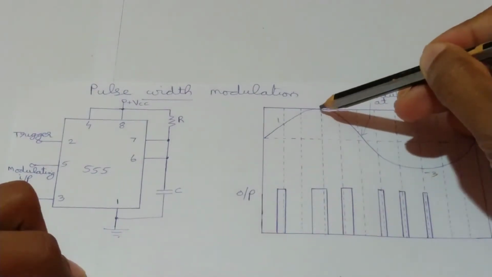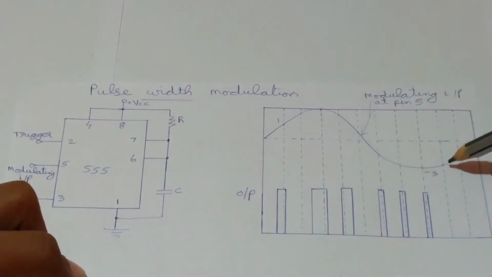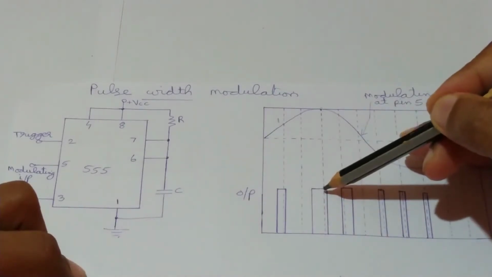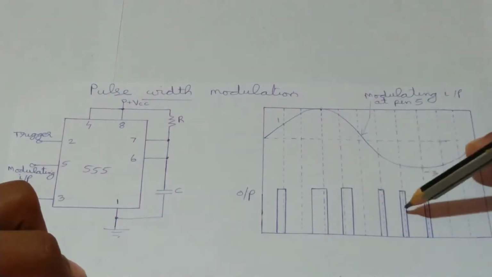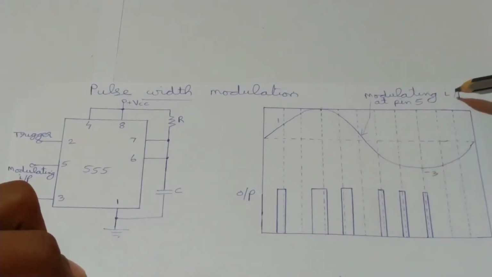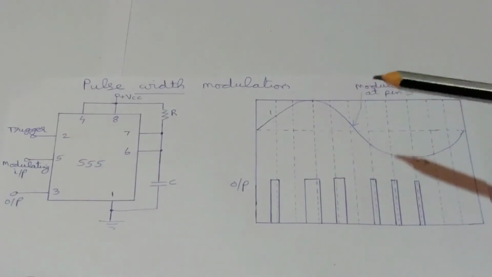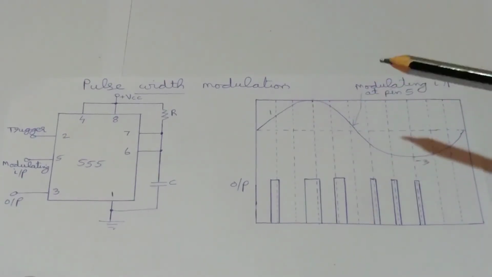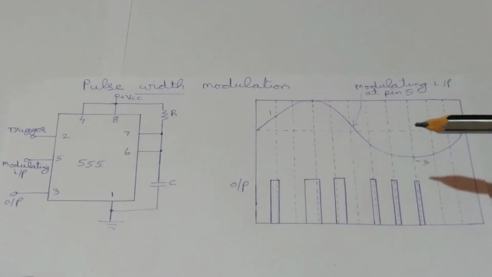And when the modulating input signal is decreasing, the width of the output signal also decreases, and we will get the minimum width at this negative peak of the modulating input signal. Then it can be seen that here the frequency of the output remains the same, with the duty cycle of the output varying in response to the modulating input.